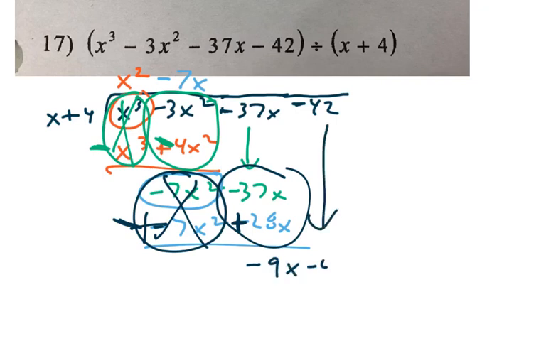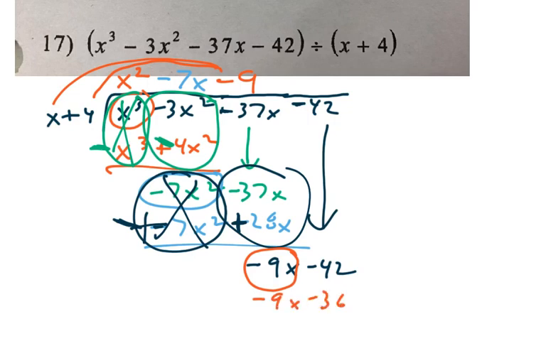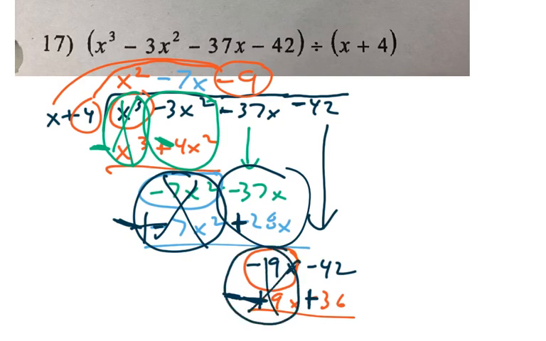Let's again bring down the next term, and we're going to do it one more time. So how do I get a negative 9x? You want to match it up exactly, including the sign, so I'm going to do a negative 9 times x to get negative 9x. Again, we're going to distribute one more time here. So negative 9x minus 36, negative 9 times 4 is negative 36. Notice when I do my minus, the negative 9x becomes a plus 9x. The minus 36 becomes a plus 36. 9 minus 9 is 0.